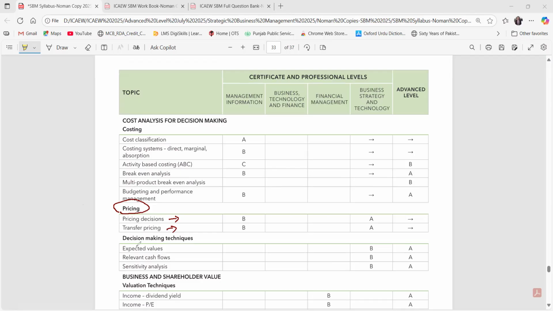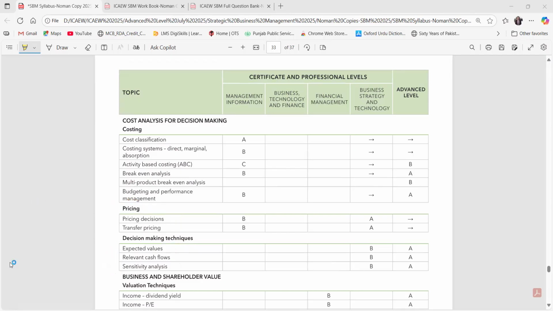Then decision-making techniques. In decision-making, we use different areas. We talk about expected values, EV, relevant cash flows, and sensitivity analysis, basically. So relevant cash flows, sensitivity analysis, expected values, these are the same topics as we have in our finance as well. What is relevant cost? How is relevant cost different from other costs like sunk costs and so on? What is sensitivity analysis? How can you perform it? What is the objective of performing this sensitivity analysis?